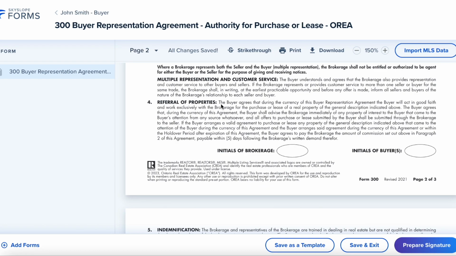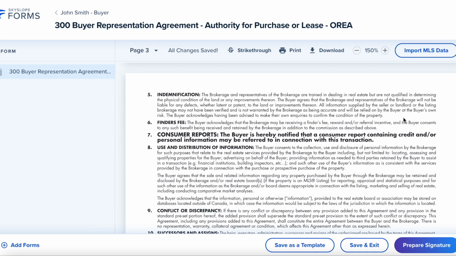Number 4, referral of properties. This just means that within this agreement, we're working together. And if you see a property that you have interest in, either on realtor.ca or off market, or through my website, that you would let me know and we can work together. Indemnification. This just means that I'm not responsible for the state of a home. I can give my opinions. I can refer you to experts such as home inspectors, carpenters, electricians, etc. However, my job within this process is for the sale of a home, a transaction.